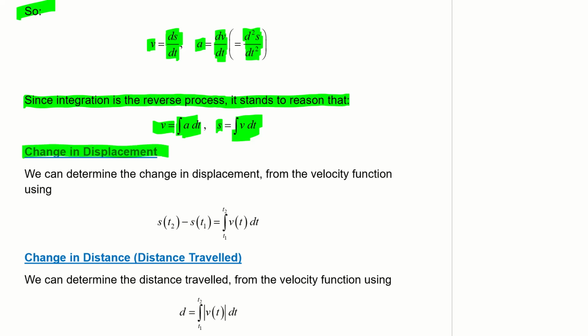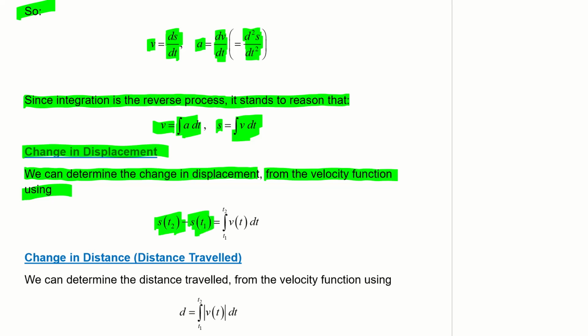Change in displacement. We can determine the change in displacement from the velocity function using: the change in displacement is equal to the integral between time 1 and time 2 of velocity with respect to time.